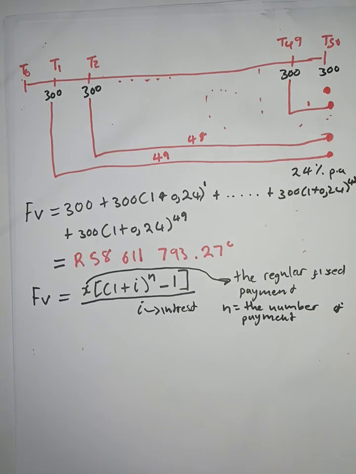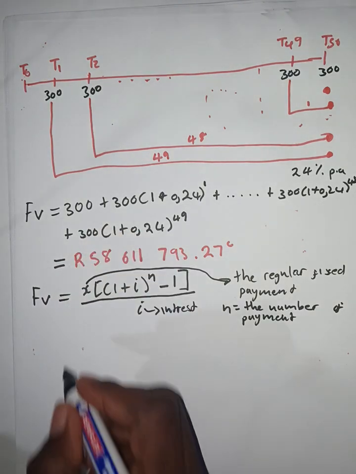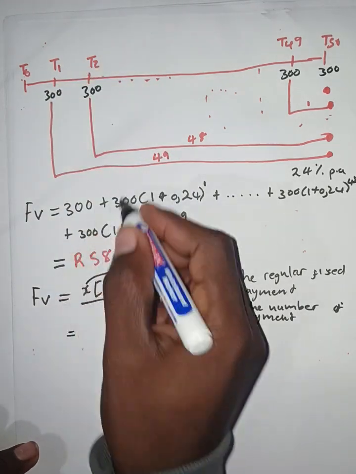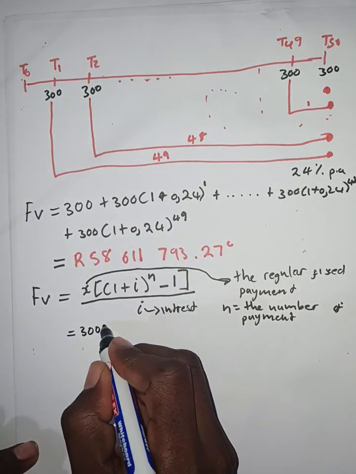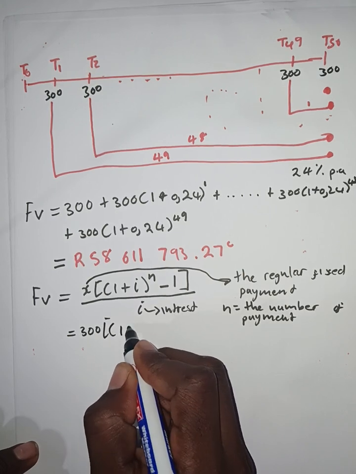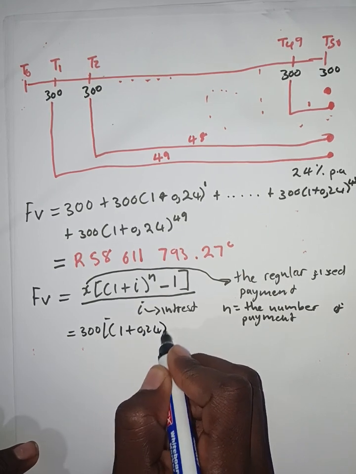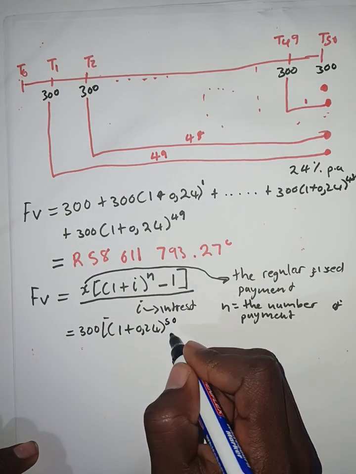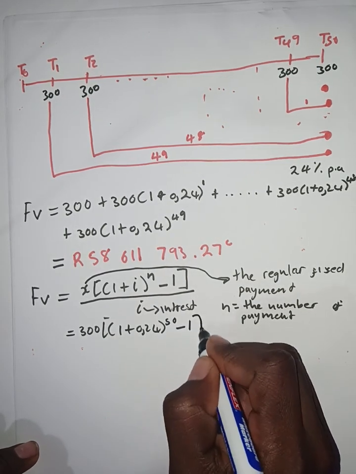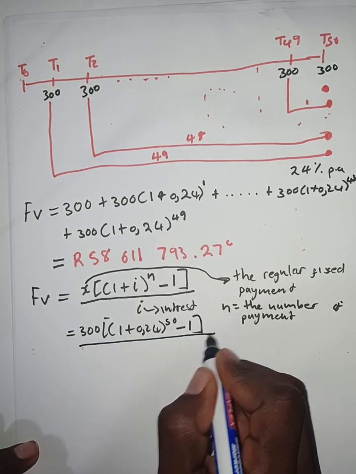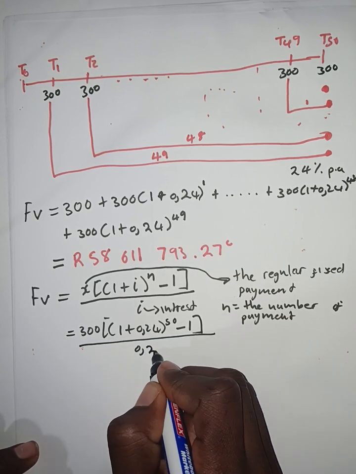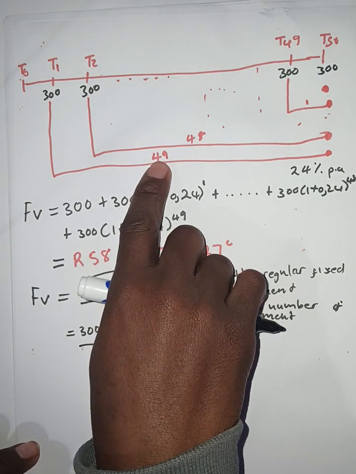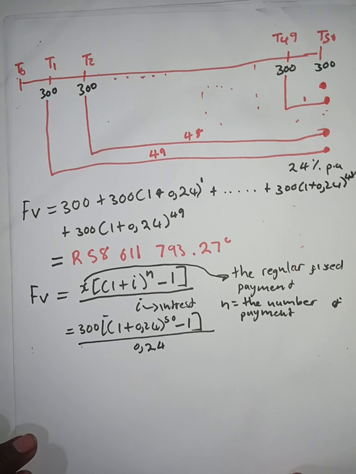So of course, what I did, I just plugged those values. Of course, the value of X in this case was 300. So that was 300 there. So that's 1 plus 0.24. But in this case, how many payments did we make? We made, of course, 50 payments, minus 1. Divide all of that by 0.24.